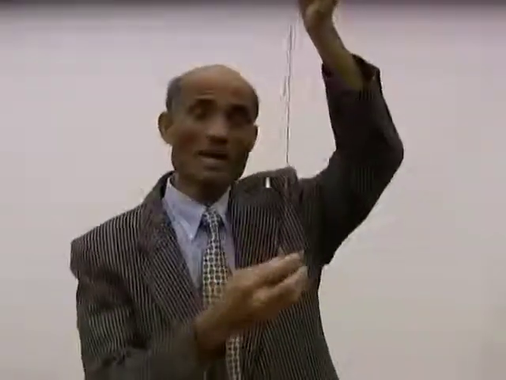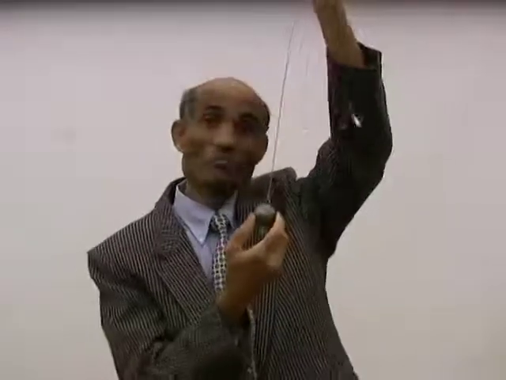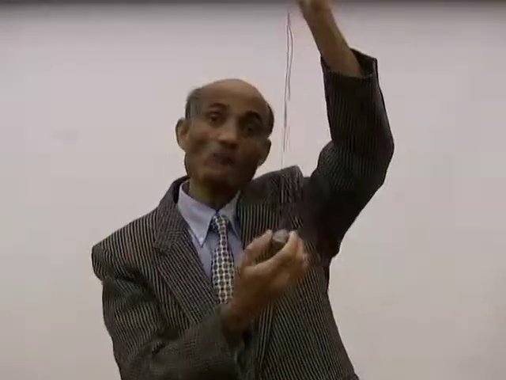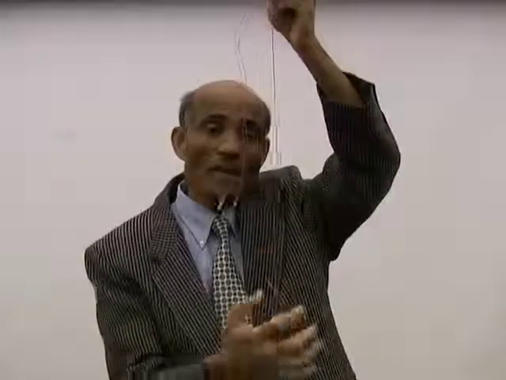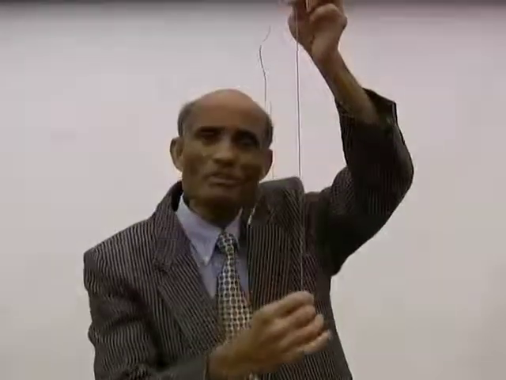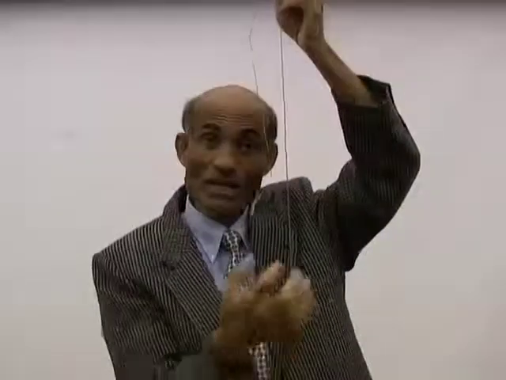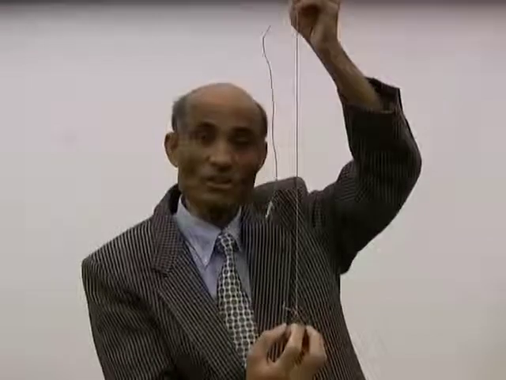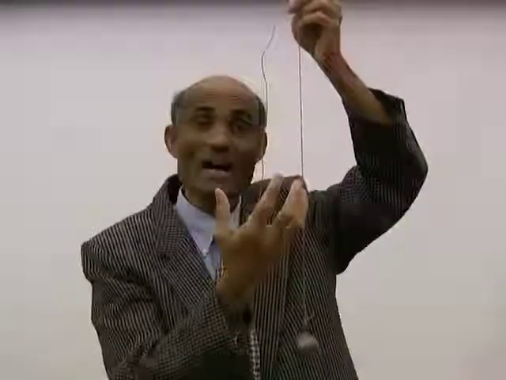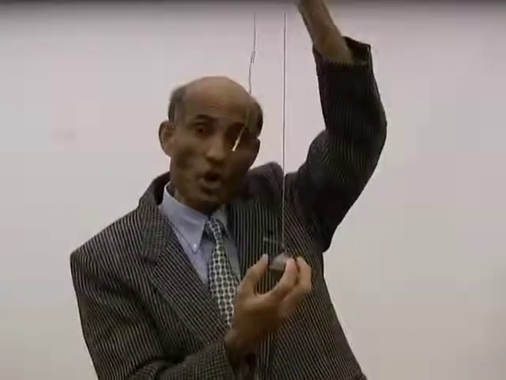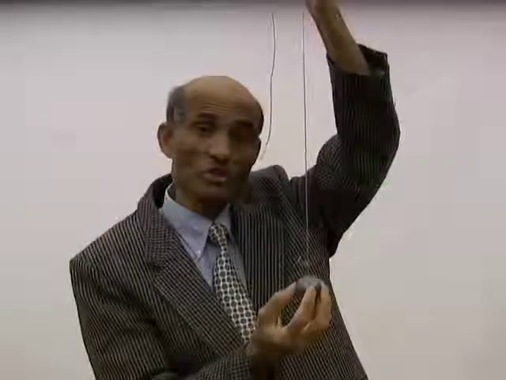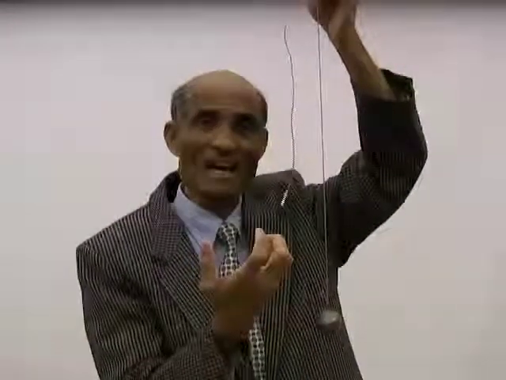Now here I have a lead ball hung from a string. That means the weight of the lead ball is pulling the string, causing its length to change. Is that right? It's causing an elongation. So you have a tensile stress. The stress caused by the weight of this object is a tensile stress.